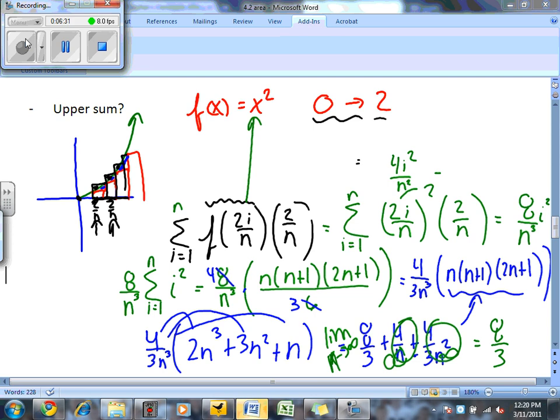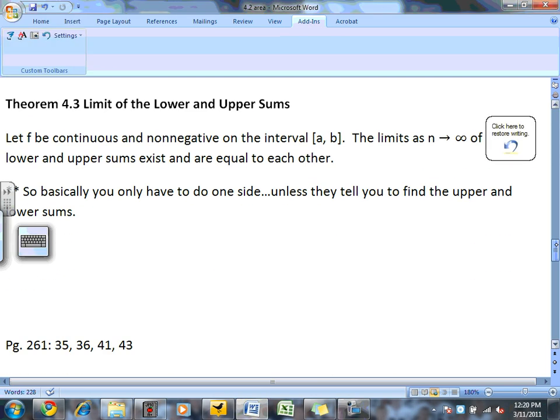From that, what came out of it is theorem 4.3: the limits of the lower and the upper sums are always going to equal each other, as long as the function is continuous and non-negative on an interval from a to b. Since our interval was from 0 to 2, the limits are going to equal each other no matter what. So basically it's saying we only have to do either the upper or the lower limit. We don't actually have to do both.